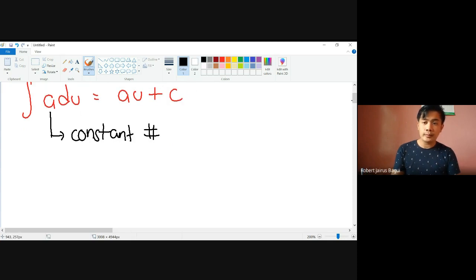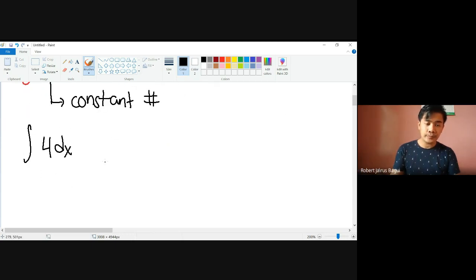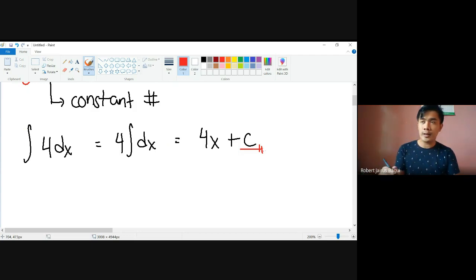So for example, let's say we have the integral of 4 dx. What happens here is that the constant is taken out, although it doesn't need to be written this way. It's like the constant number just comes out, and the d and the integral sign cancel each other out. So this will be 4x plus c. Let's not forget this c, because in every integration we have an additional plus c.